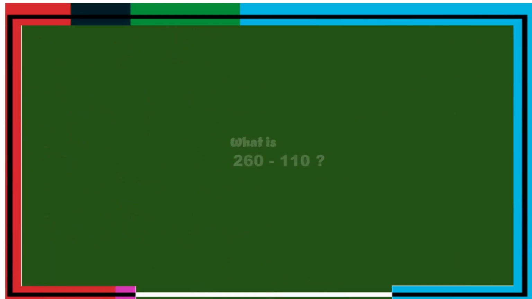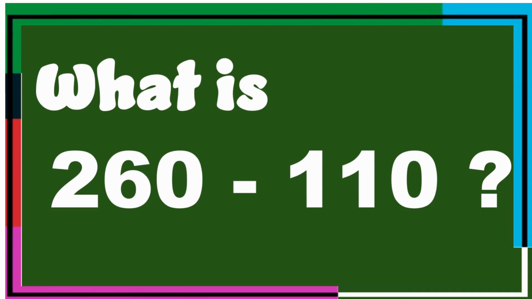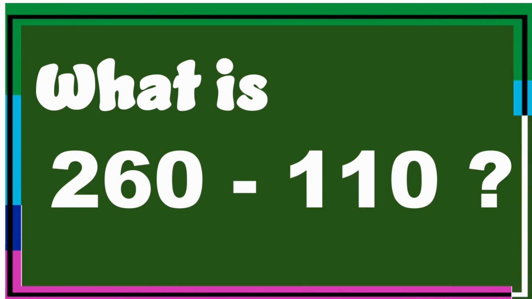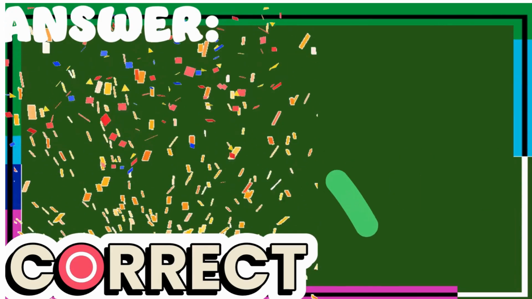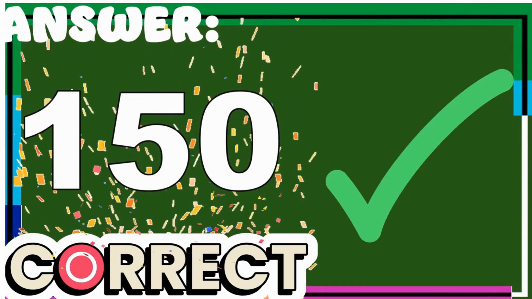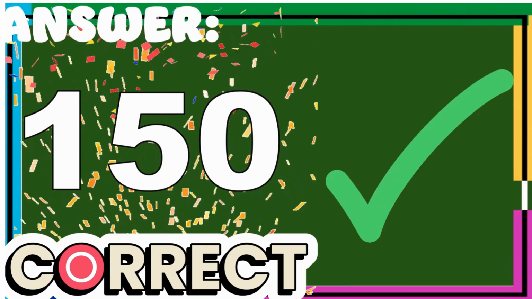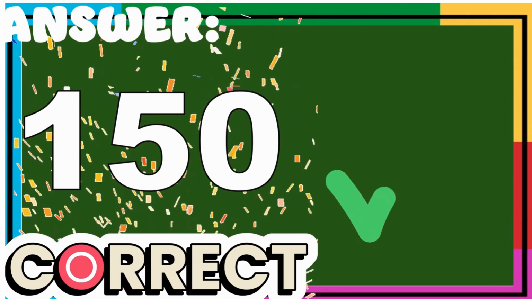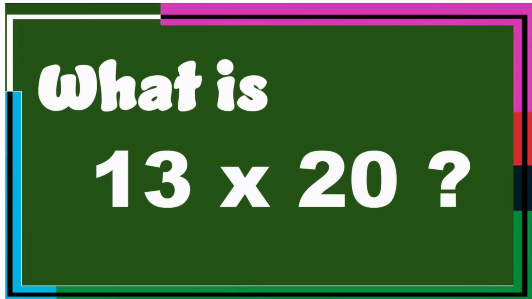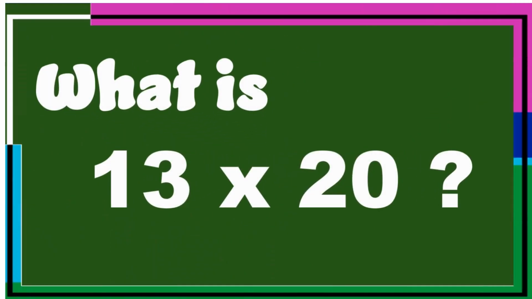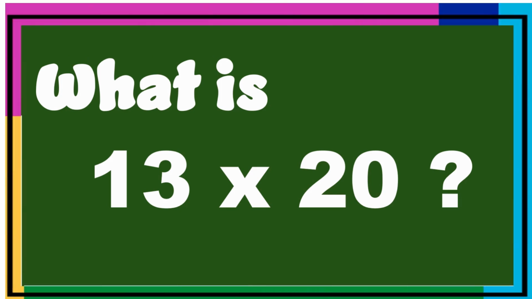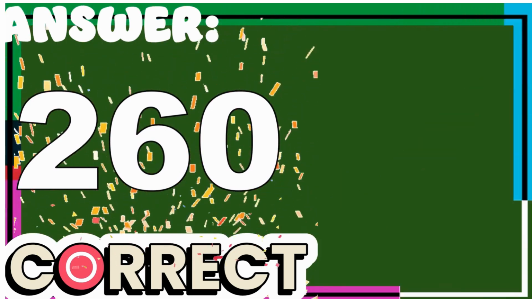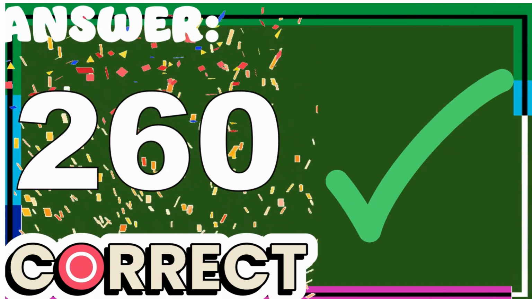Next, what is 260 minus 110? That's right. 260 minus 110 equals 150. Next, what is 13 times 20? Correct. 13 times 20 equals 260.